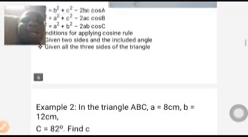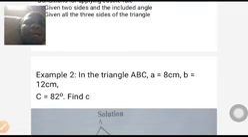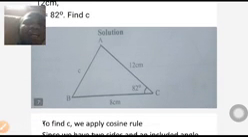Now, look at the conditions for applying cosine rule. When you are given two sides and the included angle, the angle between the two sides given to you, then you can apply cosine rule. The second one, when you are given all three sides, you can use cosine rule to find the missing angles of the triangle. Now let's look at example 2. In the triangle ABC, a is 8 cm, b is 12 cm, and angle C is 82 degrees. Find length c, side c. So this is the diagram here.